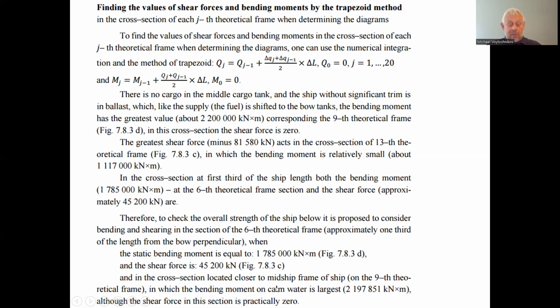And the cross section located closer to the midship frame is the 9th theoretical frame, in which the bending moment in calm water is largest. It's about 2,200,000 kilonewton by meter, although the shear force in the section is practically 0. So these could be the suspect transverse sections, the 9th theoretical frame and the 6th theoretical frame, for the assumed dangerous state of navigation of the ship with the absence of cargo in the middle part of the cargo capacities, only in the stern part, and with the ballast in the bow peak of the ship hull.